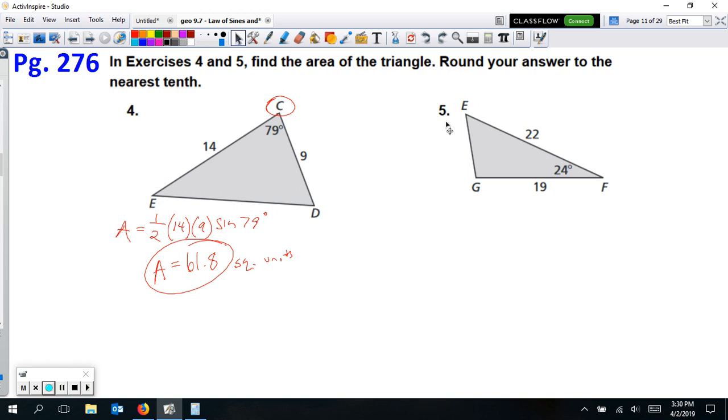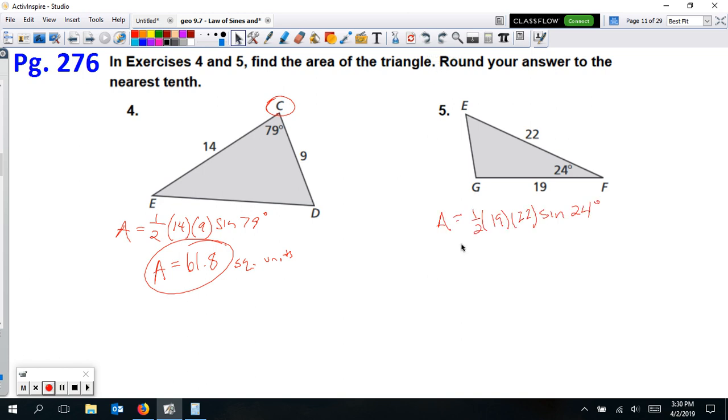Go ahead and try number 5, same thing. Just fill it in with this little formula. It's half times the two side numbers times the sine of that included angle measure. So pause the video for a minute and do 5 and then play it again to see if you get that right. Okay, so hopefully you've already tried this one. You have an answer for it.